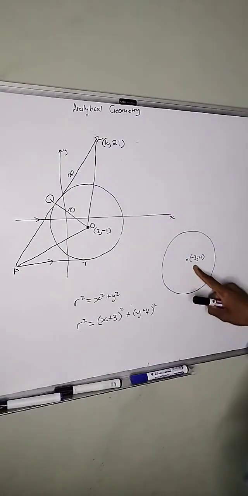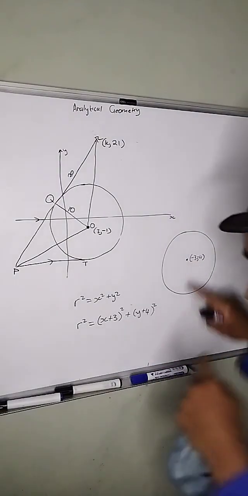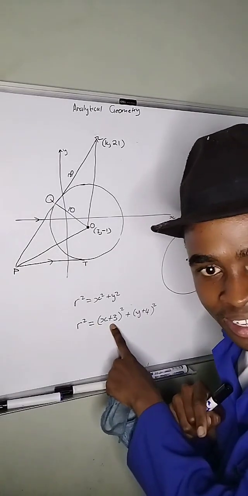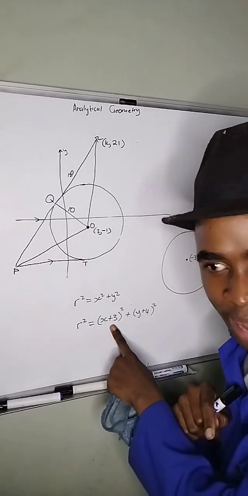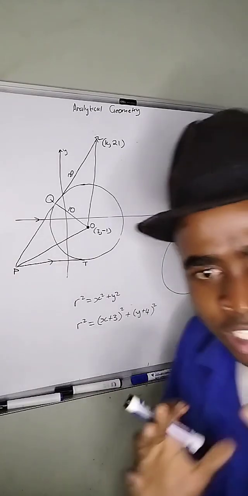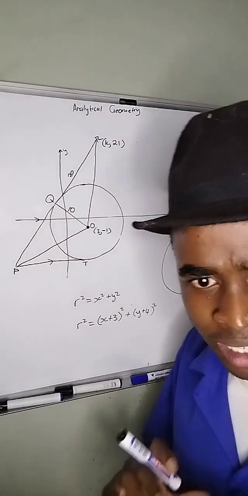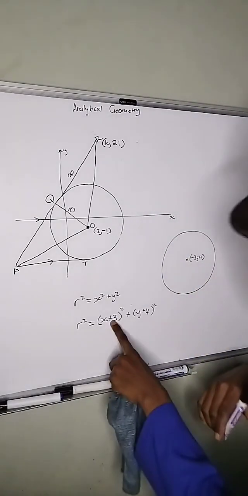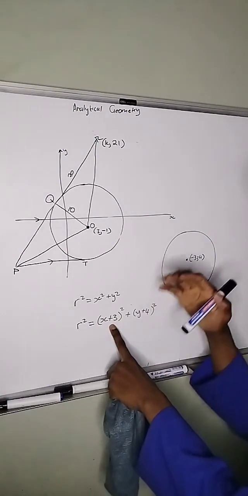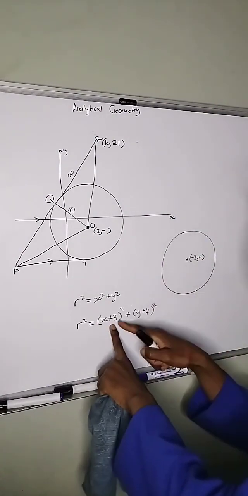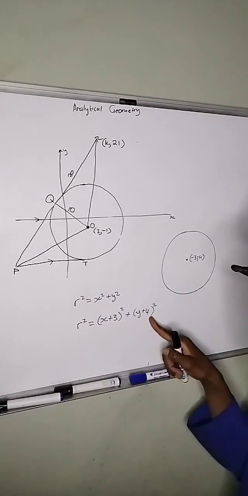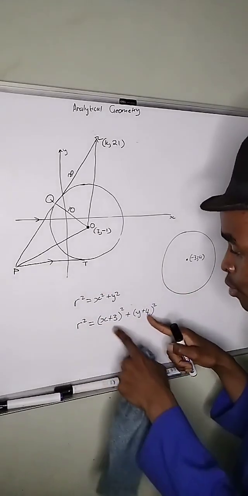Because this negative 3 emphasizes that if I'm saying this is positive 3, I'm not frustrated, I just want the comment section to cool off. Whenever I'm saying plus 3, it means the circle moved 3 units to the left and 4 units downwards, whenever we have the plus plus.